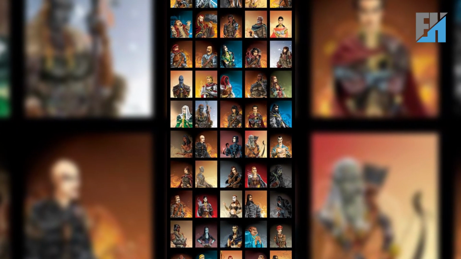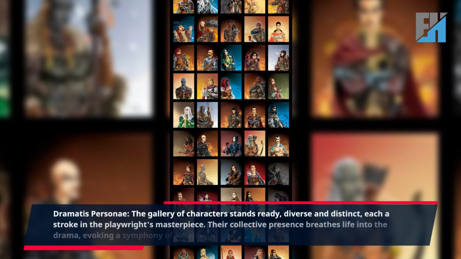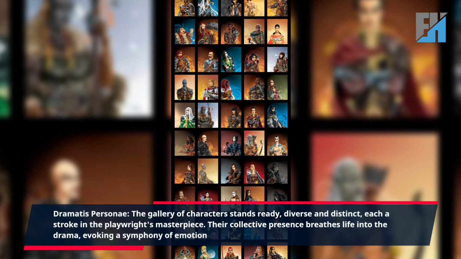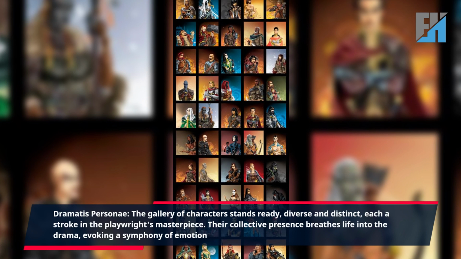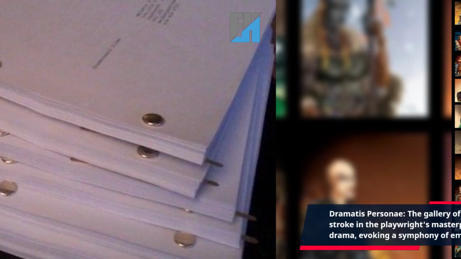4. Dramatis personae, the gallery of characters stands ready, diverse and distinct, each a stroke in the playwright's masterpiece. Their collective presence breathes life into the drama, evoking a symphony of emotions.